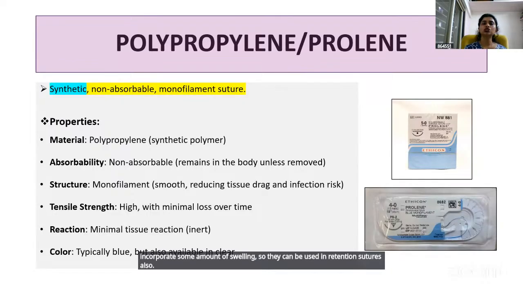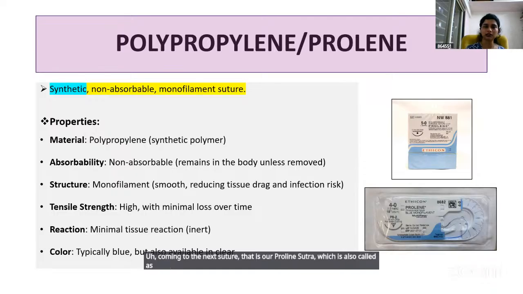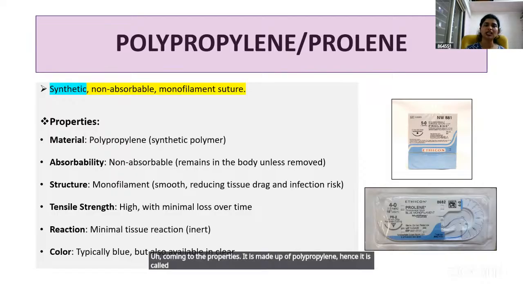Coming to the next suture, that is our proline suture, which is also called polypropylene. That is the exact scientific name of it. It is a synthetic, non-absorbable, monofilament suture again. Coming to the properties, it is made up of polypropylene, hence it is called polypropylene suture, proline suture. Absorbability: it is non-absorbable. It is monofilament, and therefore it is smooth.